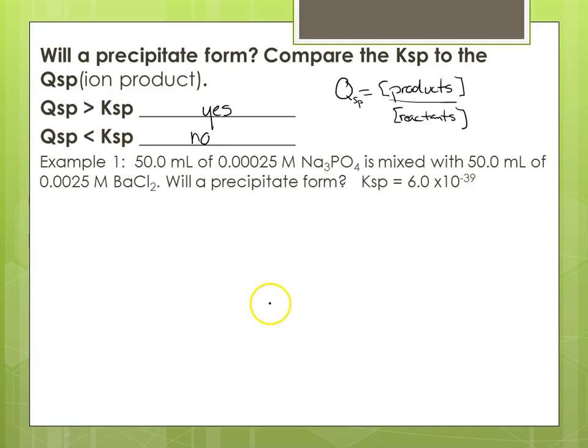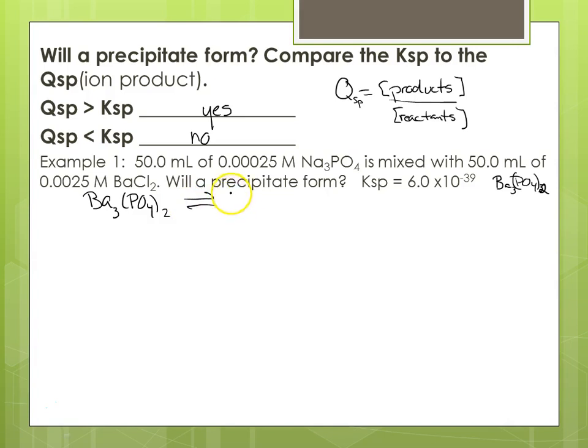50 milliliters of sodium phosphate mixed with 50 milliliters of barium chloride, and we want to know if a precipitate will form. This KSP refers to the barium phosphate solution here. Barium, so I'm going to need 2 of those. Sorry. So that's going to be my barium phosphate. If you think of your overall reaction, barium chloride mixing with sodium phosphate, your solid or your precipitate is going to be barium phosphate.